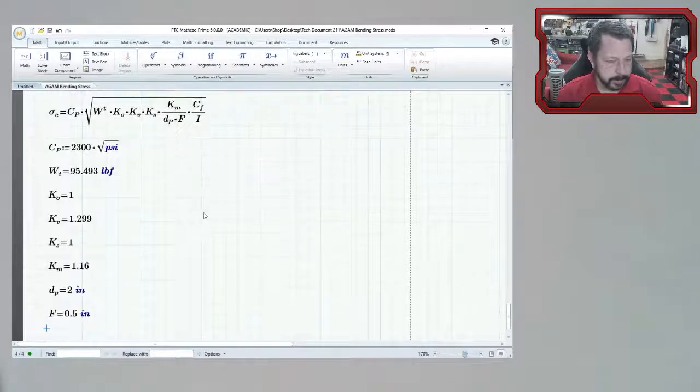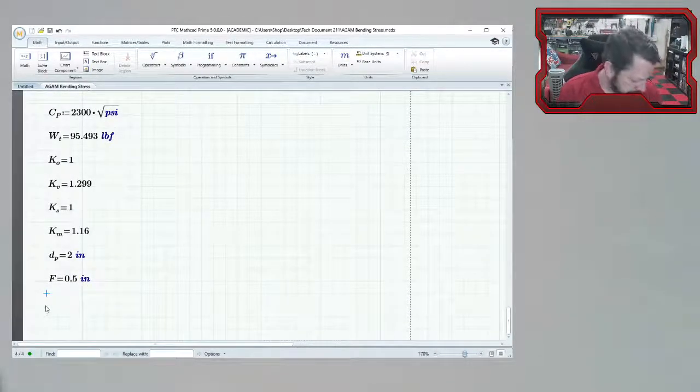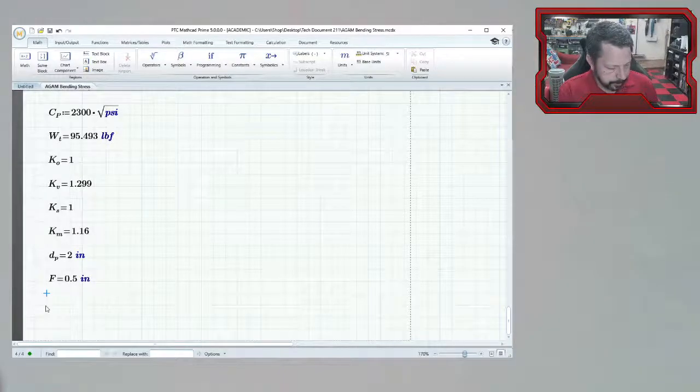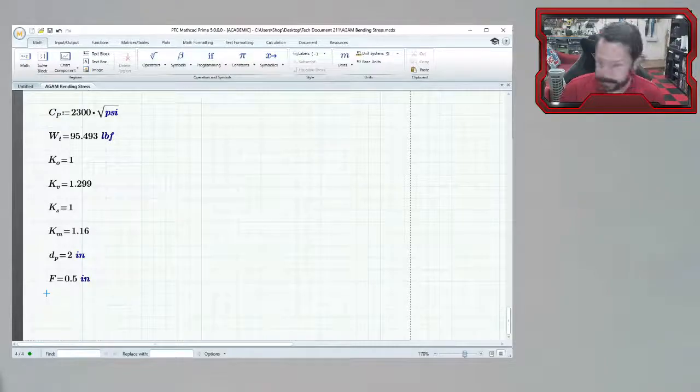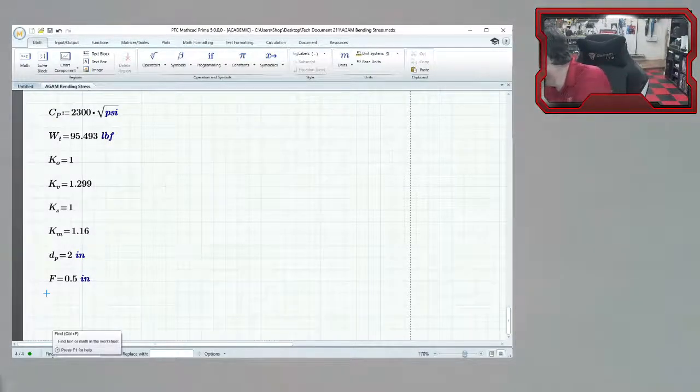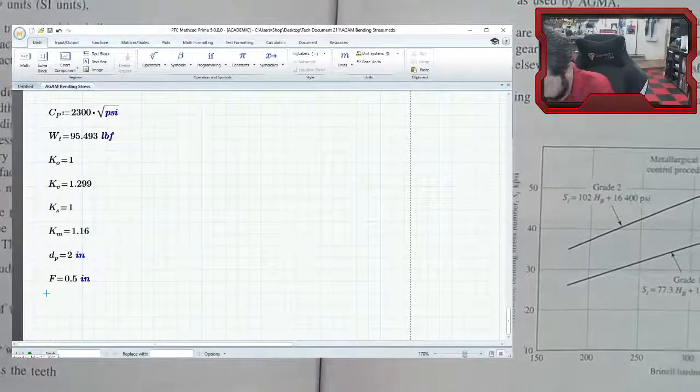CF, this is a new one. I think we don't have a CF value. Well, it is a new one, but this one is the surface condition, and let's look at it in your book, because it's one that we're just going to set to 1. Got to find the page that it's on in your book first.